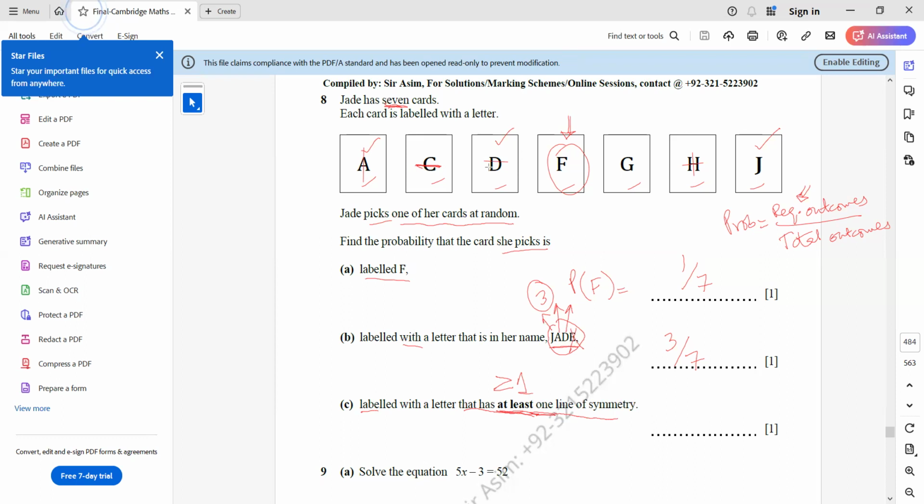H has got two, and A, C, D have got one line of symmetry each. So these are 4 in total. So our required answer would be 4 divided by total, which is 7. So 4 by 7 is your answer. I hope it is clear.